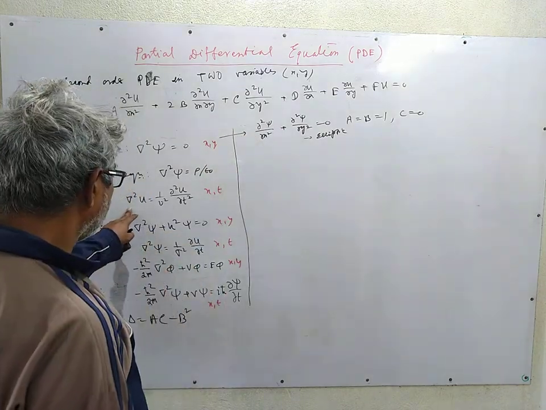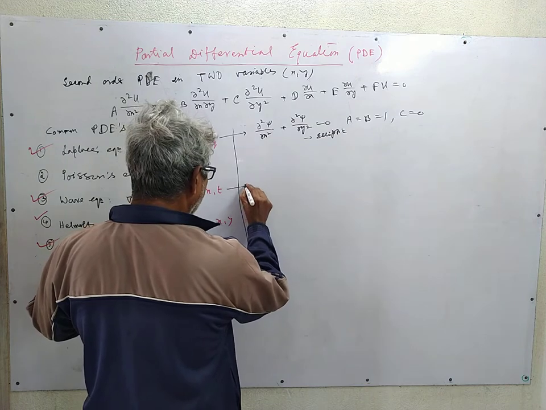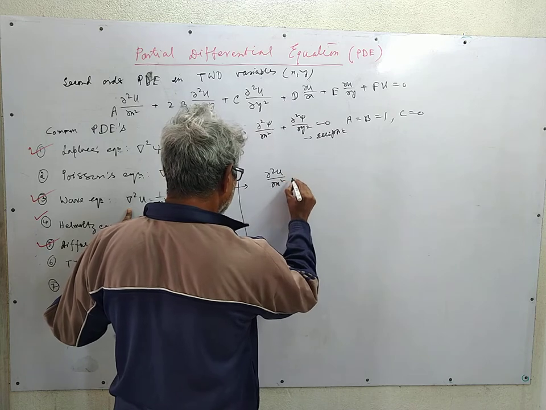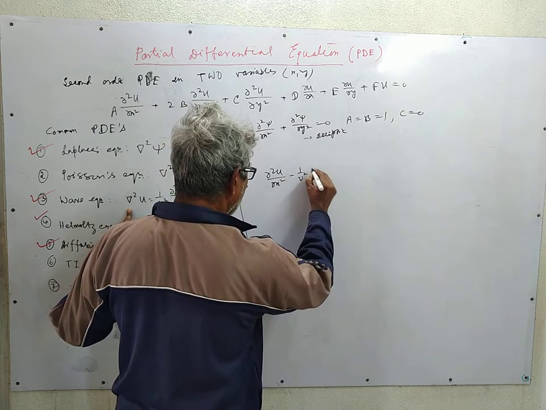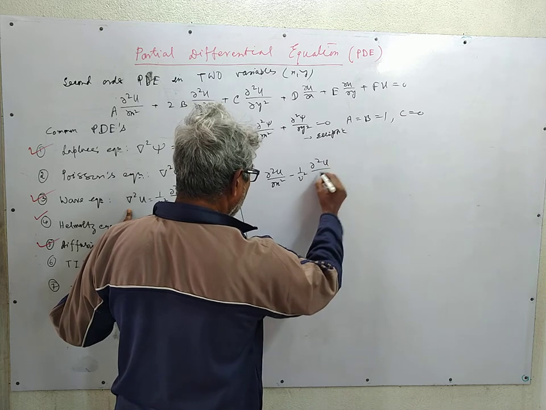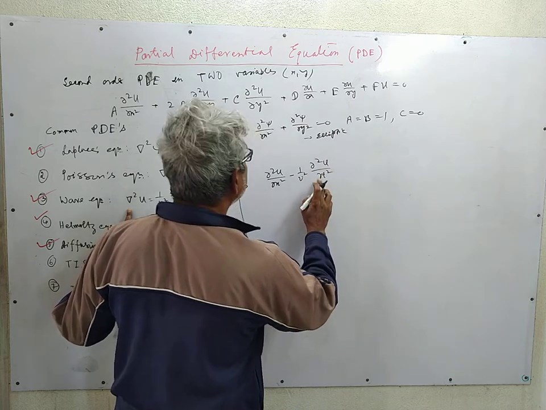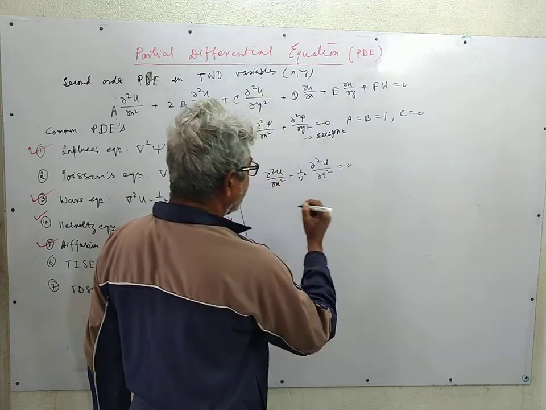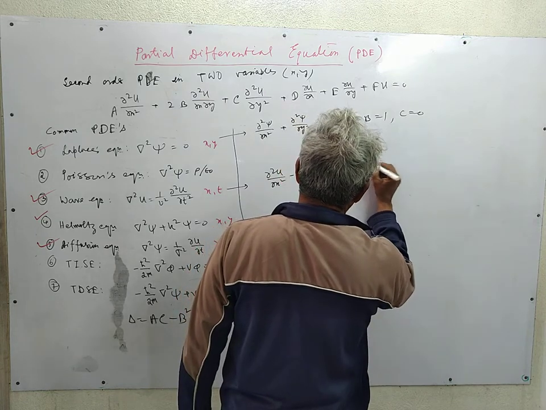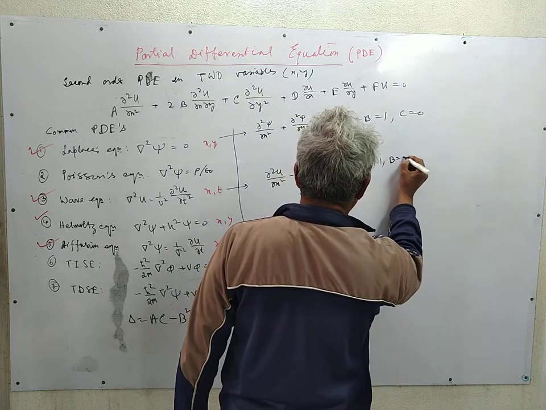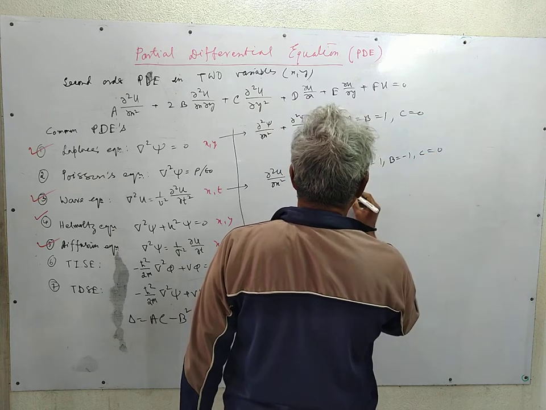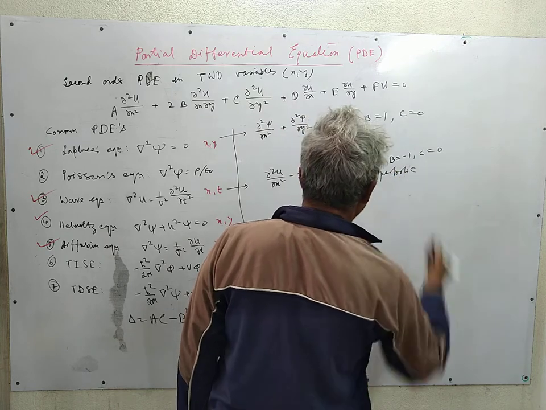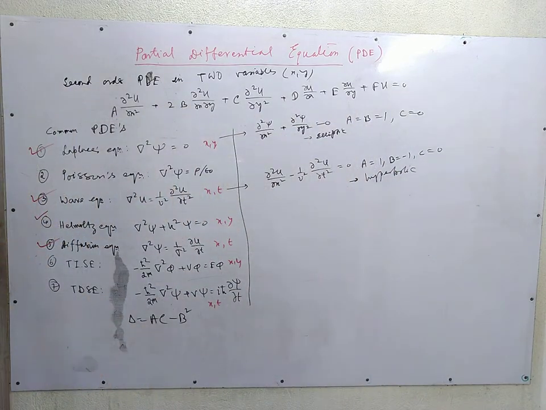Then coming to the wave equation. The wave equation in 1D becomes del 2u del x2 minus 1 by v square del 2u del t2. Here t is actually to be treated as y, is equal to 0. So we have a is equal to 1, b is equal to minus 1, c is equal to 0. So this is hyperbolic. The wave equation is hyperbolic.